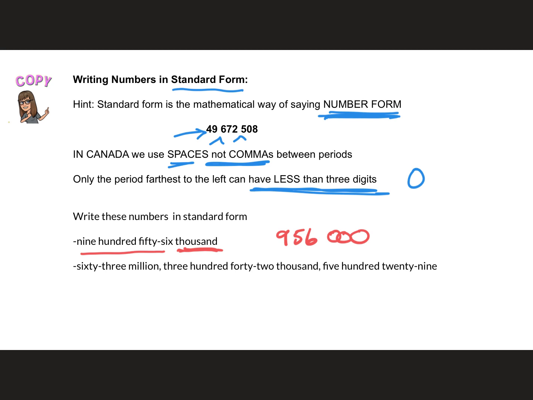Again here, we see the words million and thousand. Those are going to be important. So that here tells me 63 is in the millions period. Okay, 63 space. 342 is in the thousands period. And then that means 529 is in the units period.